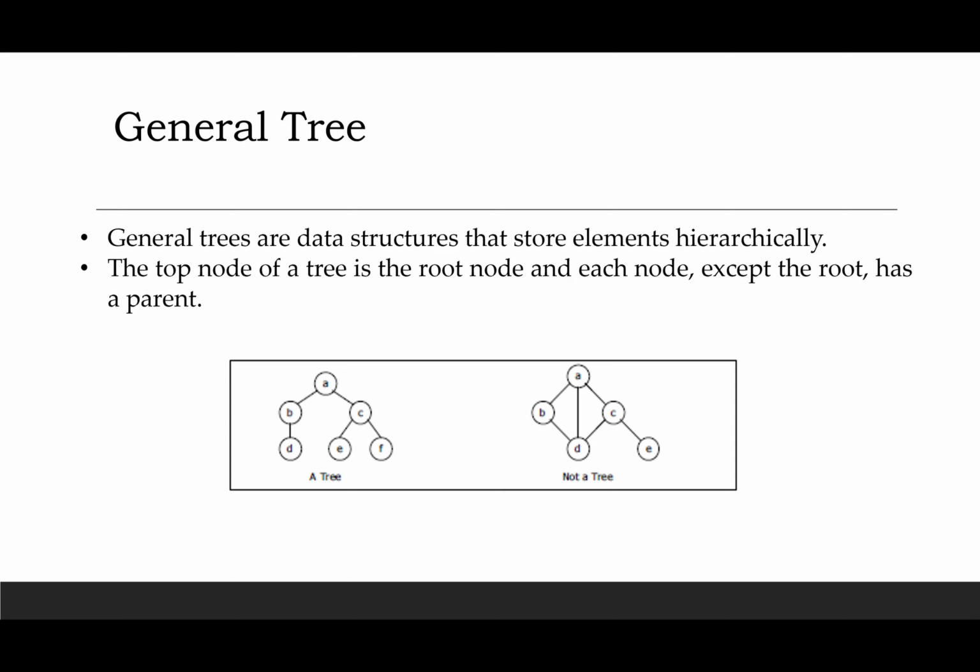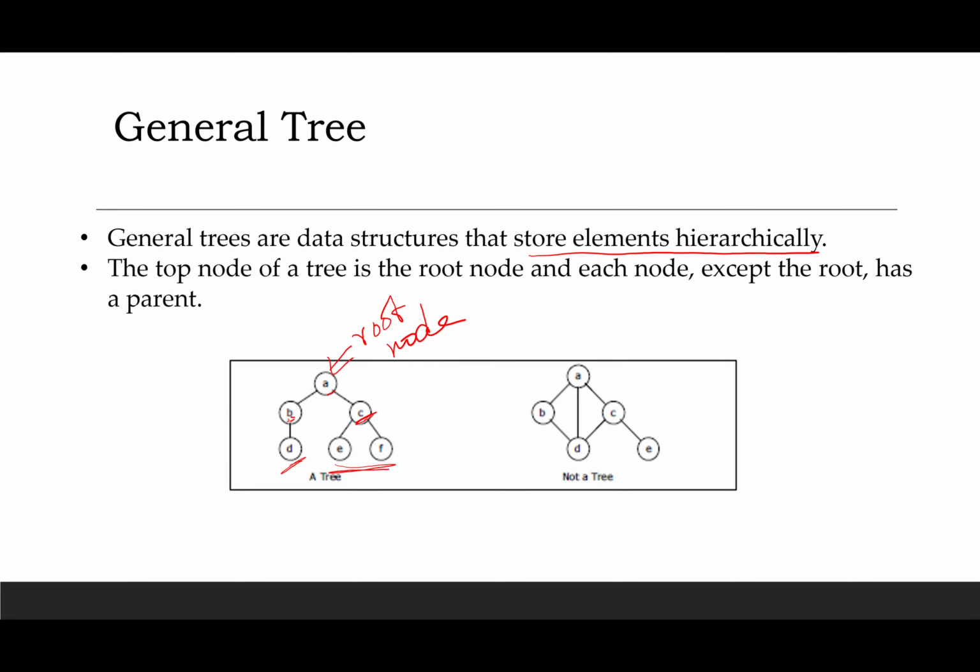So if you take the tree, it is a data structure that shows the elements in a hierarchical order. The top of the tree is the root. This is the root node, and except this root node, all the nodes have a parent. For example, if the root node is A, then for B, A is the parent. For C, A is the parent. Then for D, B is the parent, and for E and F, C is the parent.